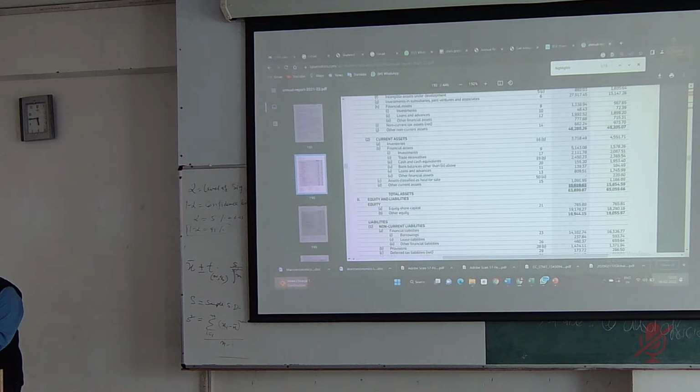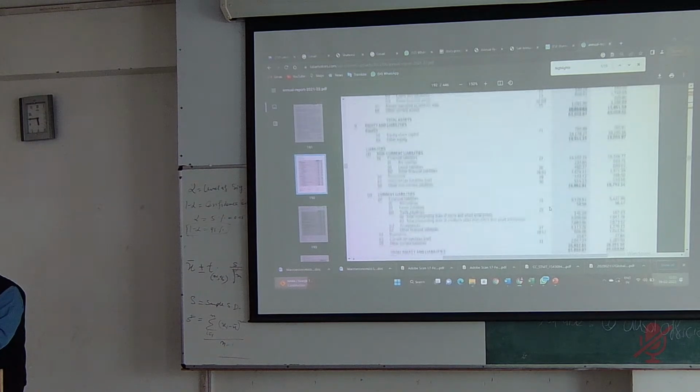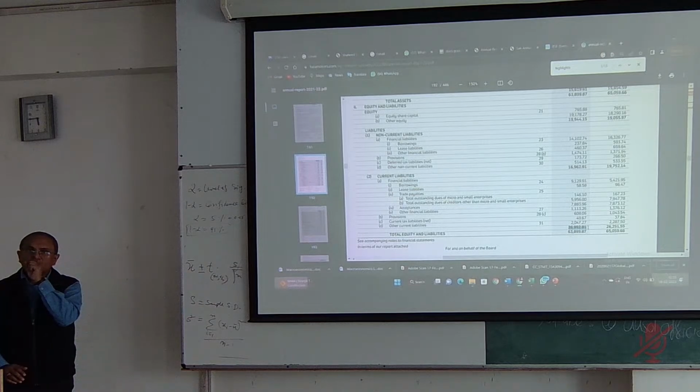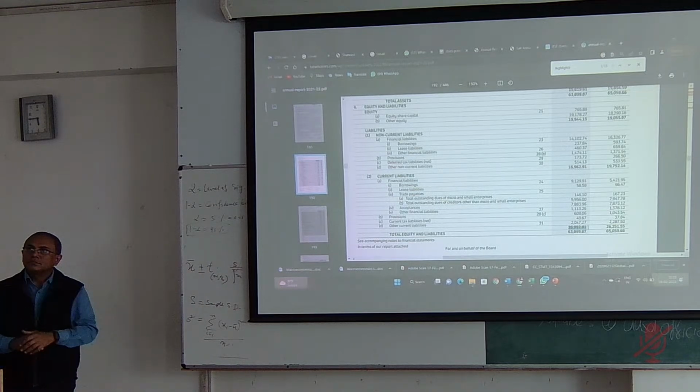You will find here inventories and financial assets. I'm just taking whatever is in current asset as it is. So 15619 and 15619. What is your total current liability? How much is your current liability? So 15 by 26. What is the value?